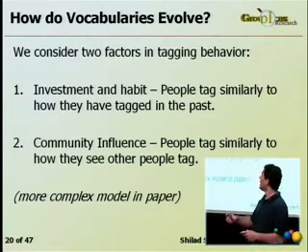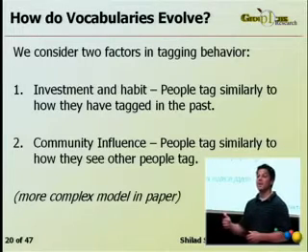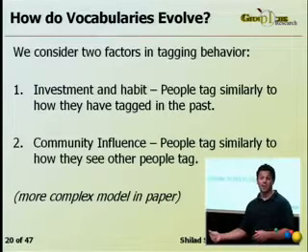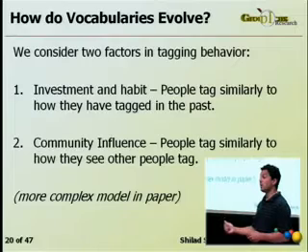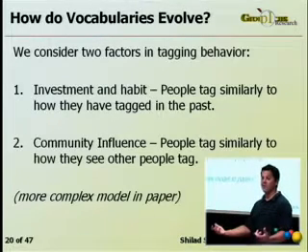And two factors we consider in our paper are investment and habit. The idea here is that users tag in ways that are similar to ways they've tagged in the past. And community influence. Users tag in ways that are similar to the ways they see other people tag.